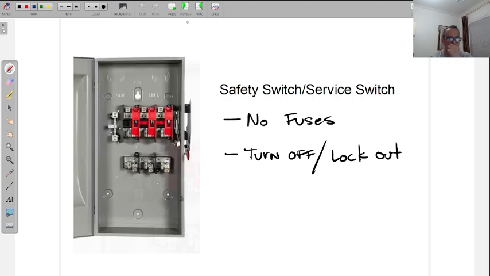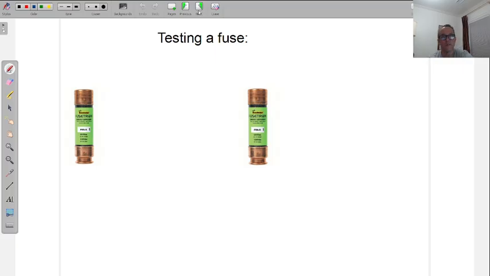All right, we're getting down a little bit late. I do want to show you guys how to test a fuse, but this is going to take me a little bit of time, and there might be some follow-up questions. So we're going to pick this up tomorrow.